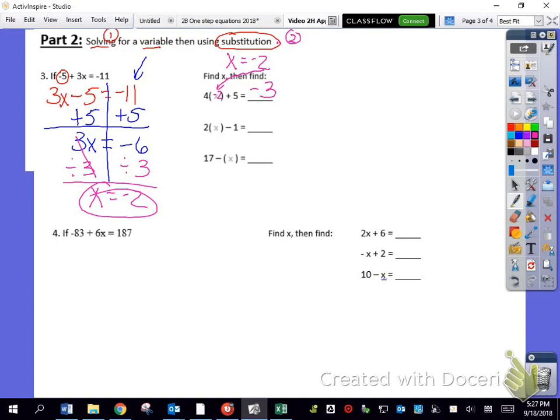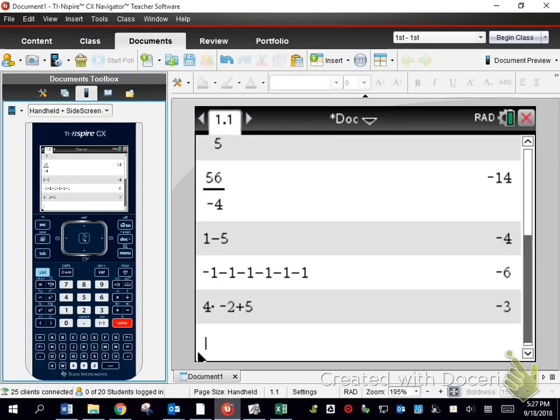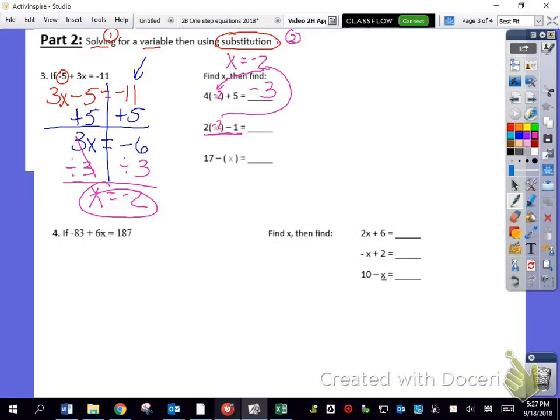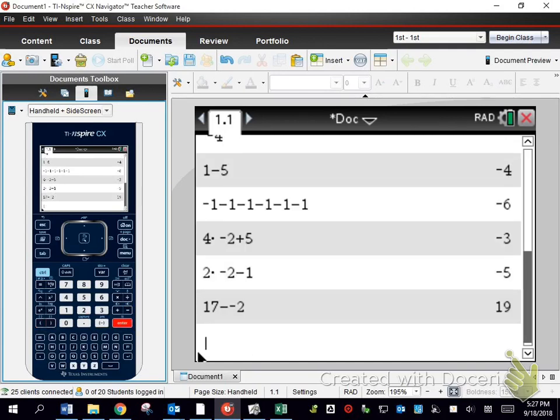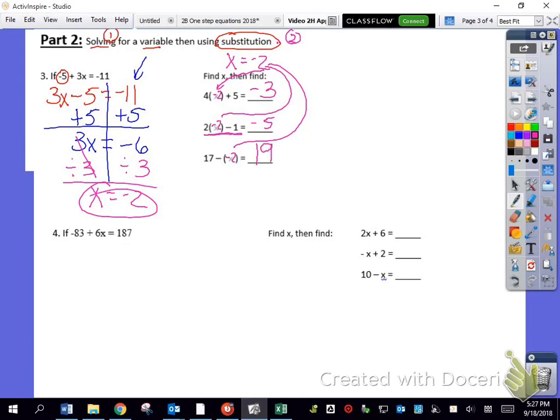The next one, I'm going to use this equation. And again, negative 2 goes right here. Okay? So 2, open parentheses, negative 2, close parentheses, minus 1. And you get negative 5. So this is negative 5. And then you're going to plug in negative 2 right there in that parentheses. So you've got 17 minus parentheses, negative 2, close parentheses, enter, and you have 19. Okay, so that's your answer.